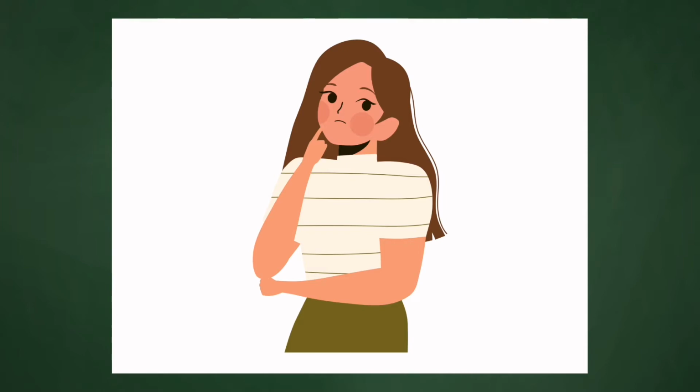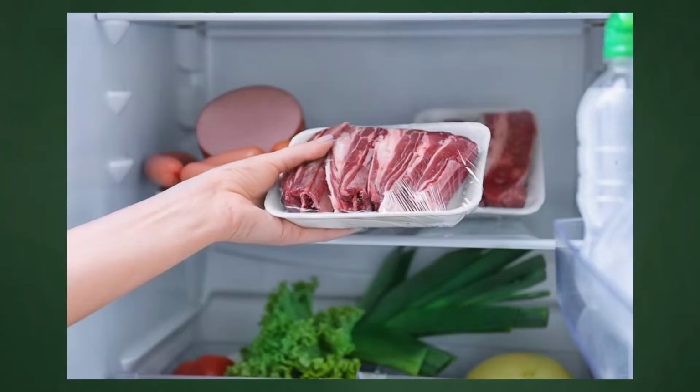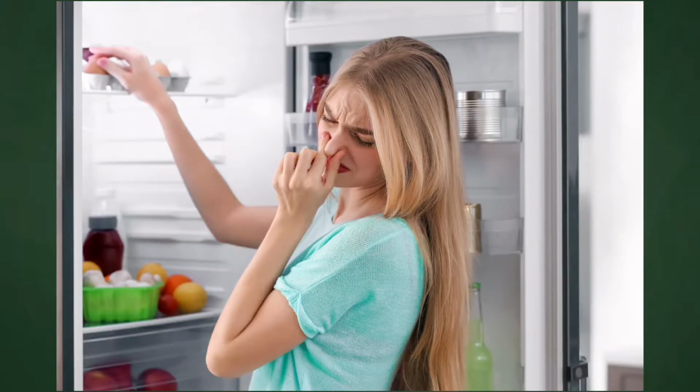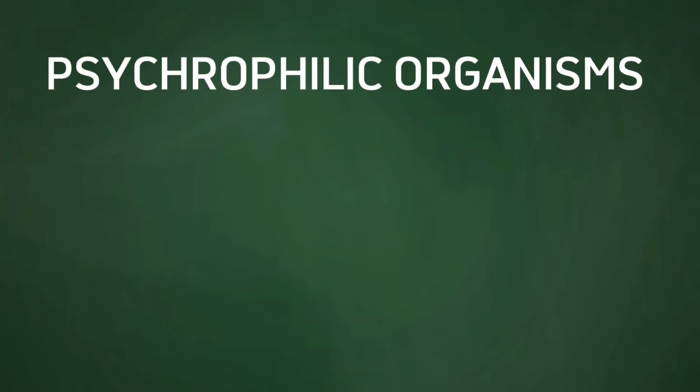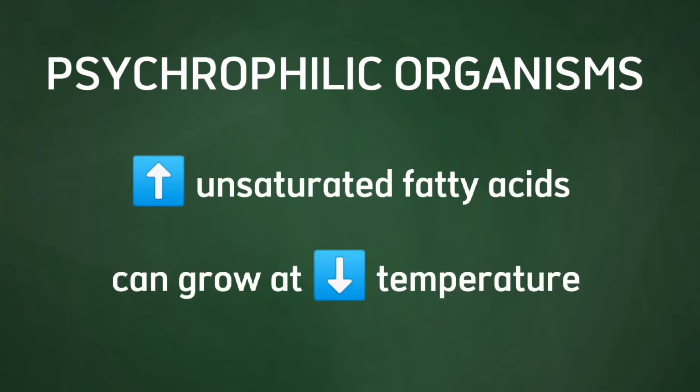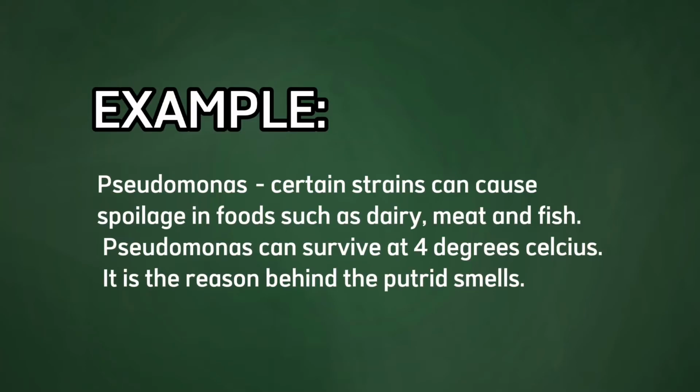As we will notice, sometimes although we keep some foods in the refrigerator, the food will still get spoiled. The organisms which spoil the food are known as psychrophilic organisms, because these organisms contain a high content of unsaturated fatty acids in their cell wall. They can withstand and grow at cold temperature. An example is Pseudomonas. Certain strains of Pseudomonas can cause spoilage in foods such as dairy, meat, and fish. It can survive at 4 degrees Celsius. It is the reason behind the putrid smell.